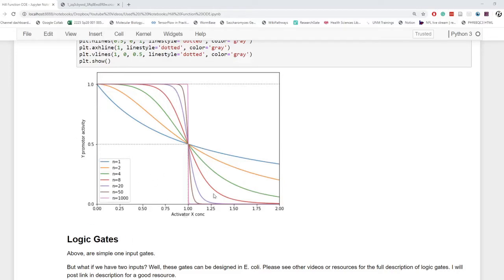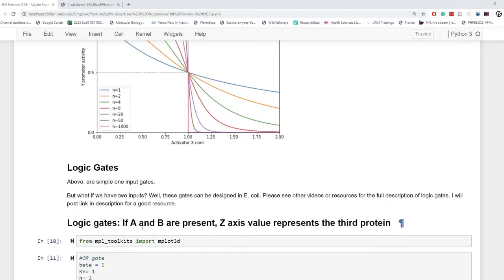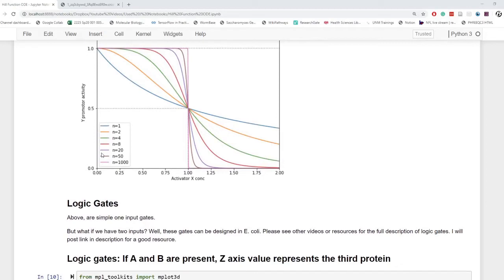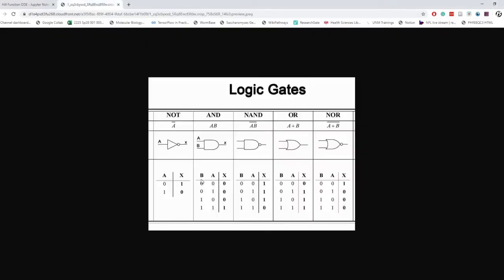And so what if we have more than one activator, or if we have different kinds of gates associated with our output promoter? Logic gates are often used in computer science in terms of zeros and ones, and we can model that in Python using that technique. Here are 5 of the basic ones.